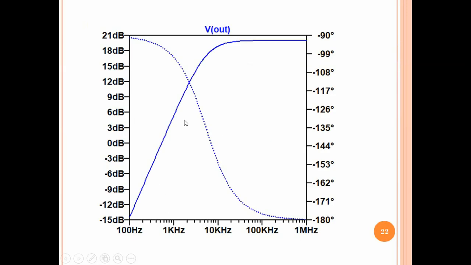Alright, and this is the actual simulated plot. So again same thing. High frequencies are passing through, low frequencies are not passing through. The dotted line again is the phase plot. Alright, so this is the end of this lecture. Next lecture we will look at more filters which you will use in your assignment.